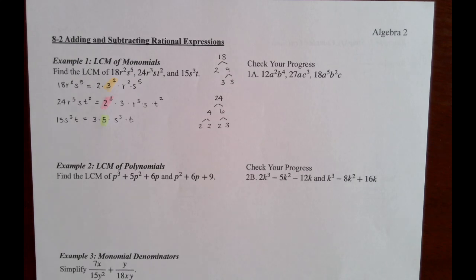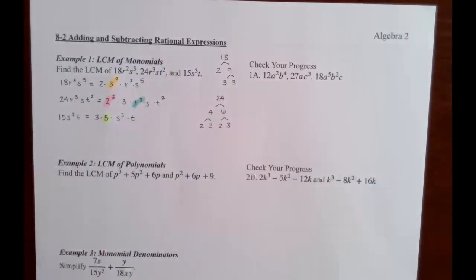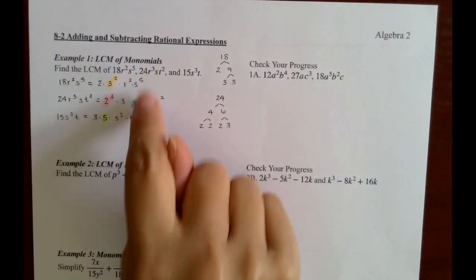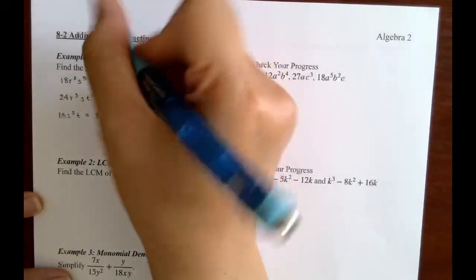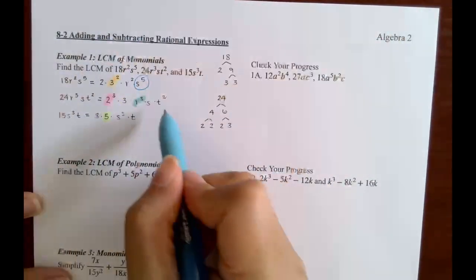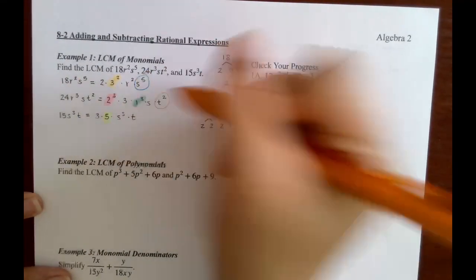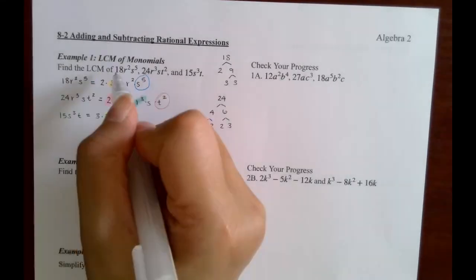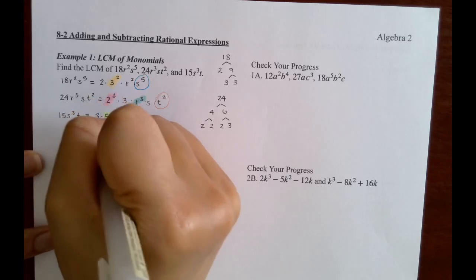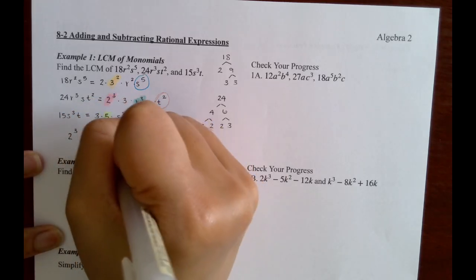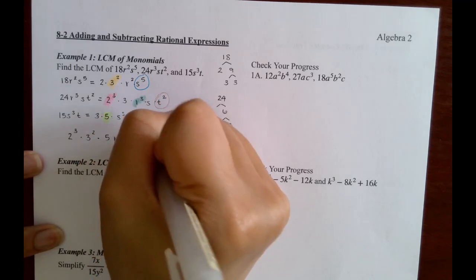Looking at our r's, we have r squared and r cubed, so r cubed is more. Then looking at our s to the fifth, s, and s cubed, s to the fifth is more. And then t squared is the only t power that's largest. So then our least common multiple is everything I highlighted. It's going to be 2 to the third, 3 squared, the 5, r to the third, s to the fifth, and t squared.